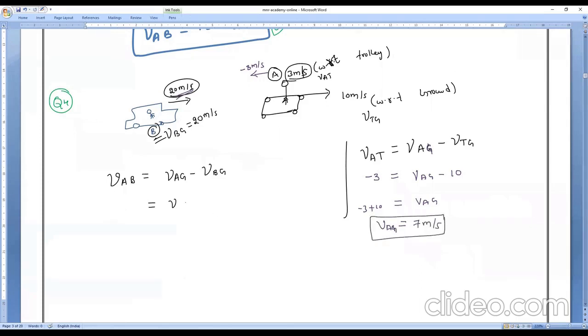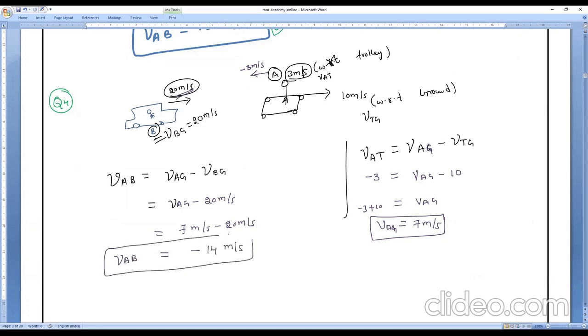Any problem? Anybody can tell me. So the velocity of A with respect to ground minus the velocity of B with respect to ground, which is 20 meters per second, equals 7 meters per second minus 20 meters per second. So which equals how much, guys? The velocity of A with respect to B means how much is it? Please respond. Minus 13 meters per second.